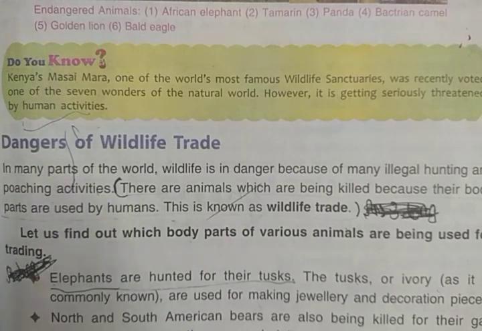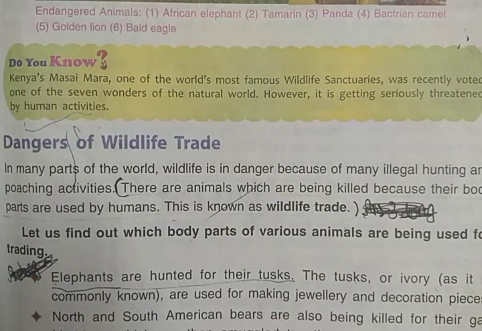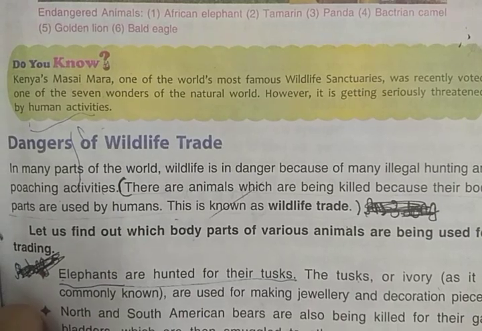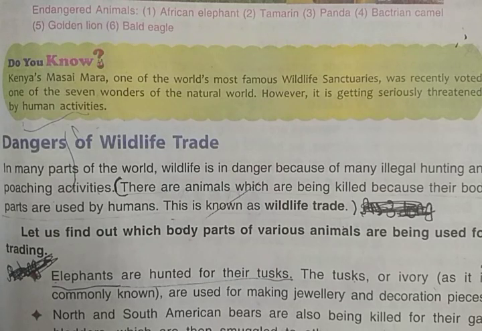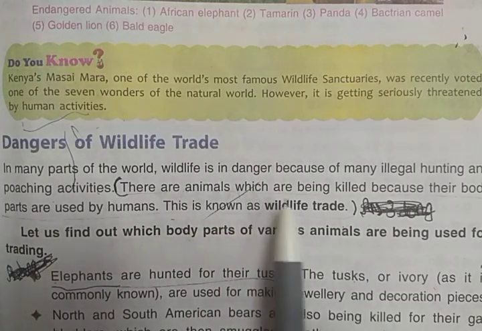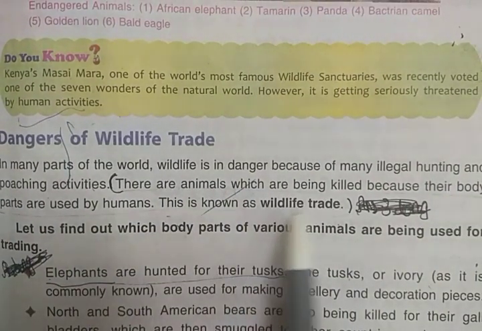In many parts of the world, wildlife is in danger because of illegal hunting and poaching activities. That means in many parts of the world, in India also, many people are killing the animals. Illegal hunting means that it is against the law, and poaching means killing the animals. There are animals which are being killed because their body parts are used by humans. This is known as wildlife trade.